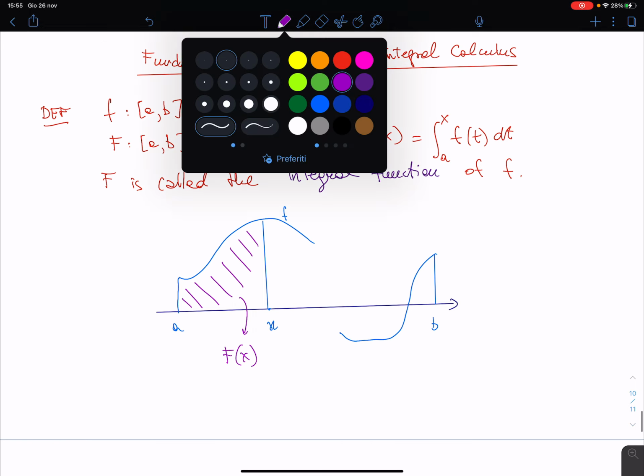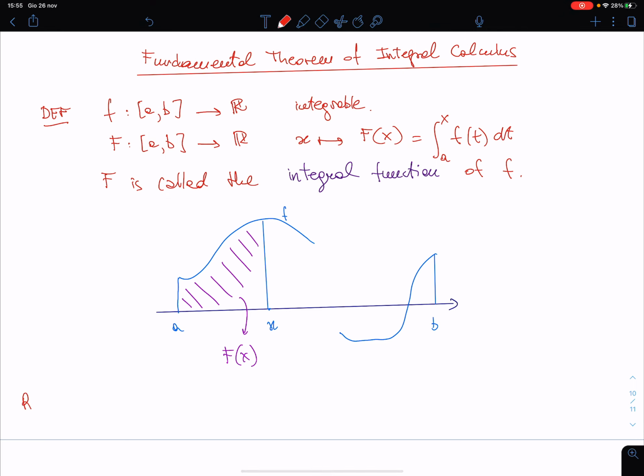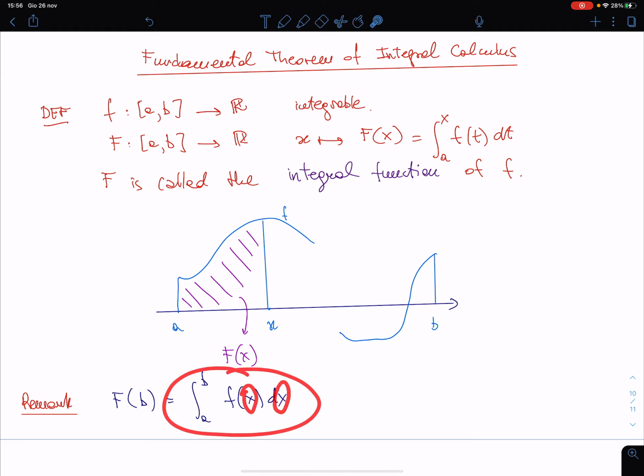And another remark is the following. Since capital F of b is exactly the integral between a and b of f, here I can call it x at the end, the variable. It is not important here. This is just a number. So I can call the variable inside the integral how I want: y, x, t, w.